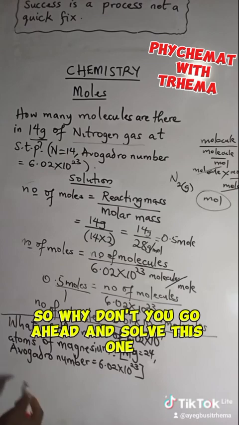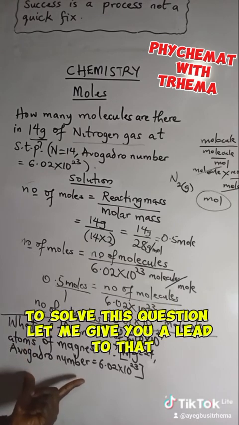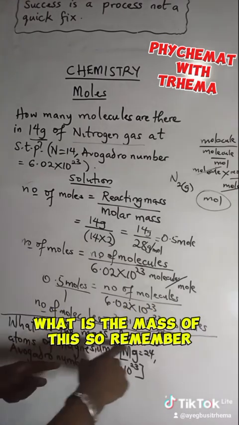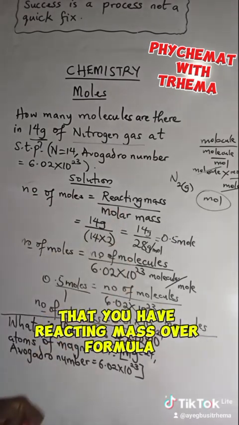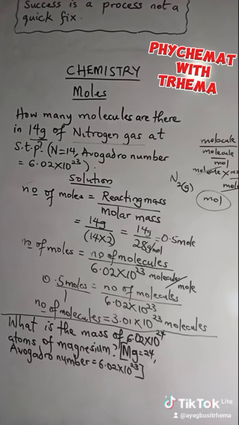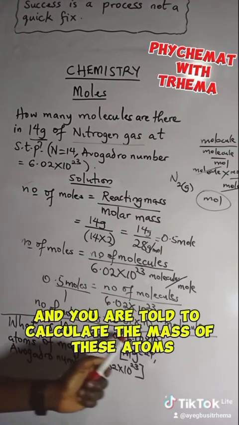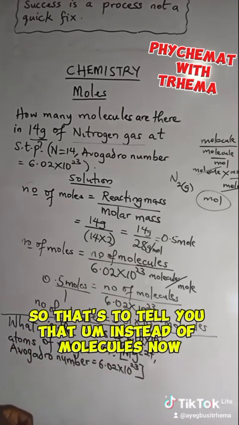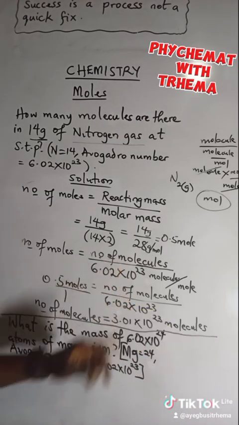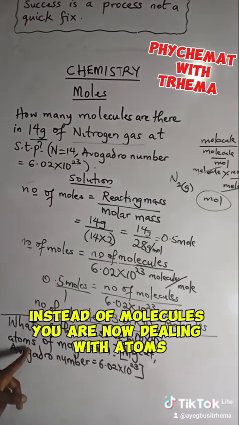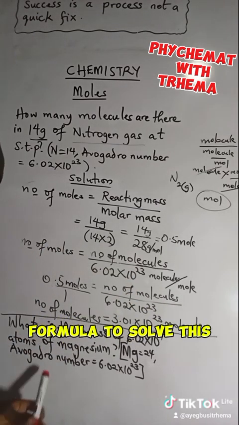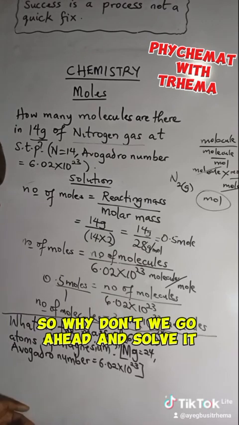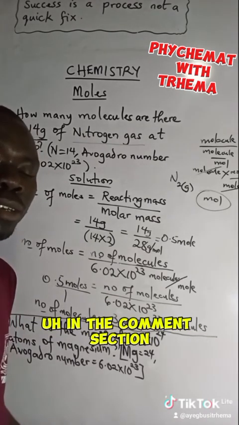So why don't you go ahead and solve this one? Let me give you a hint. What is the mass of this? Remember, I have introduced a formula here: reacting mass over molar mass. You are told to calculate the mass of these atoms, so that's to tell you that instead of molecules, you are now dealing with atoms. You are still going to apply the formula to solve this. Go ahead and solve it, and let me see your solution in the comment section.